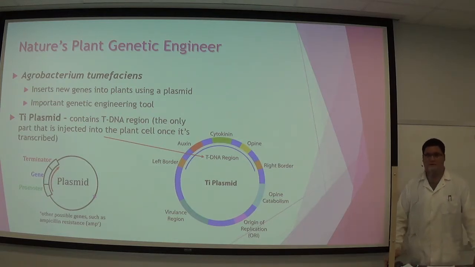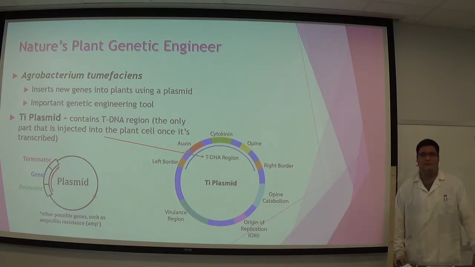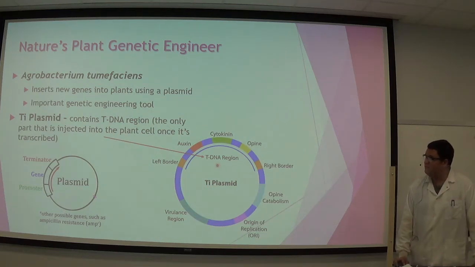So Agrobacterium is also known as nature's plant genetic engineer, because it is able to literally modify the genome of its plant host. And it does so by inserting a part of a plasmid that it encodes. So this is not part of the Agrobacterium's chromosomal DNA. This is just something extra. It's got something called a TI plasmid. TI stands for tumor-inducing. And it's also an important genetic engineering tool, and I'll show you how we managed to take advantage of this later.